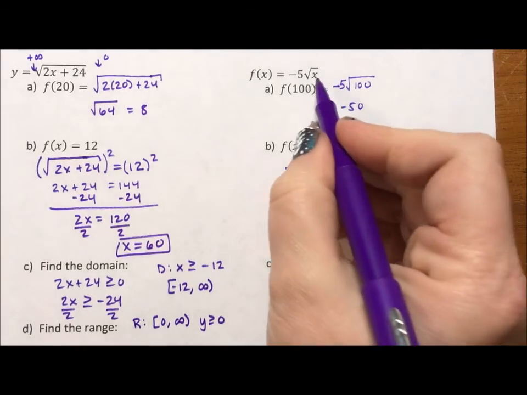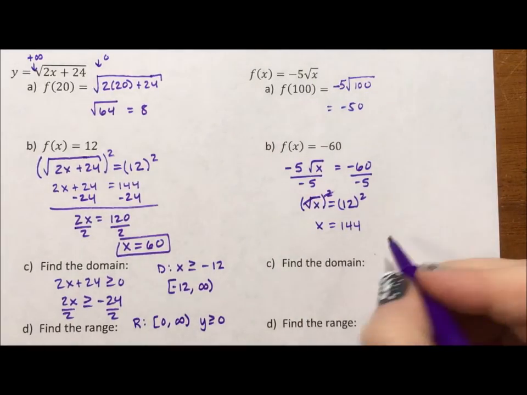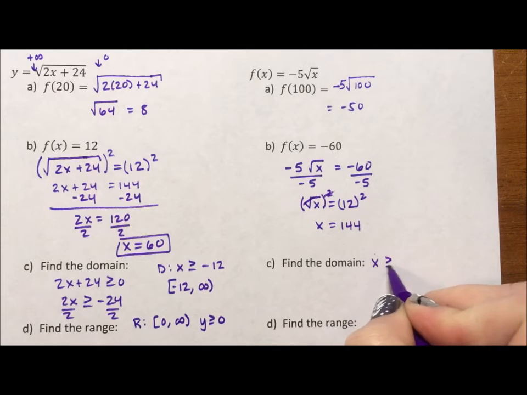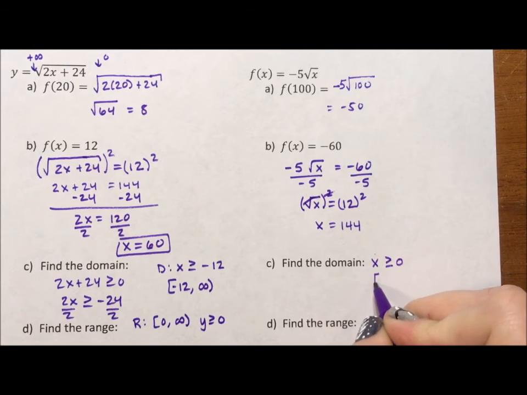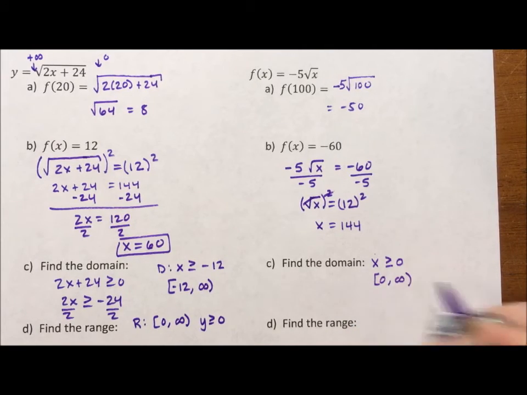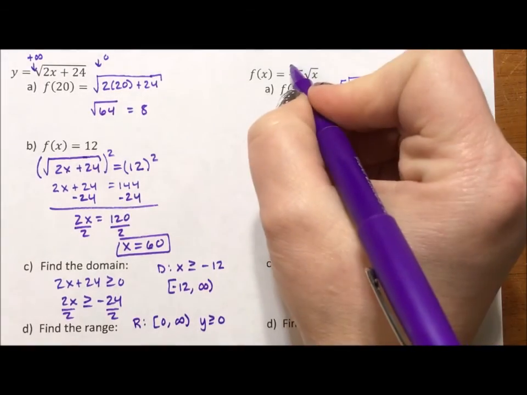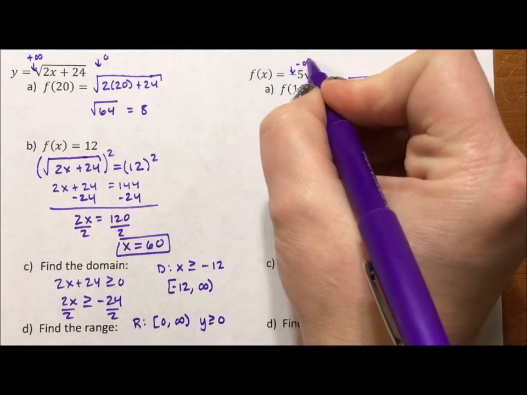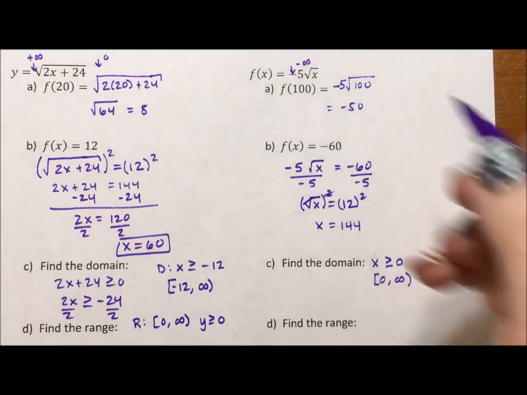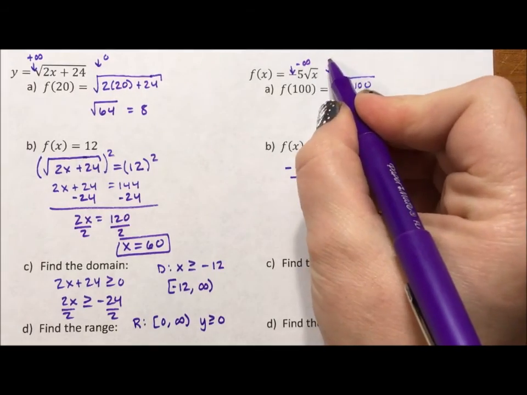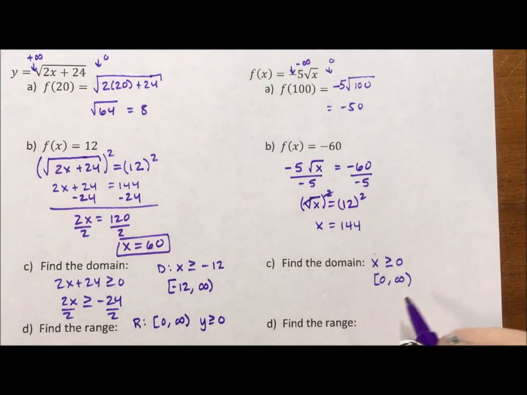My domain, what's under the square root is that x. So my domain is just that x has to be greater than or equal to 0, or 0 to infinity. Again, for my bookends, this negative 5 means my range goes to negative infinity. But I still am not adding anything, so my other part is still 0. So my range is either negative infinity to 0 or y is less than or equal to 0.